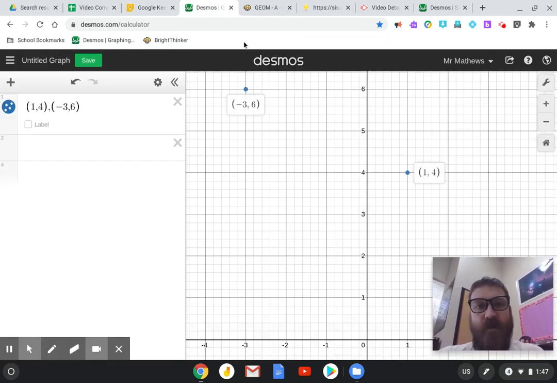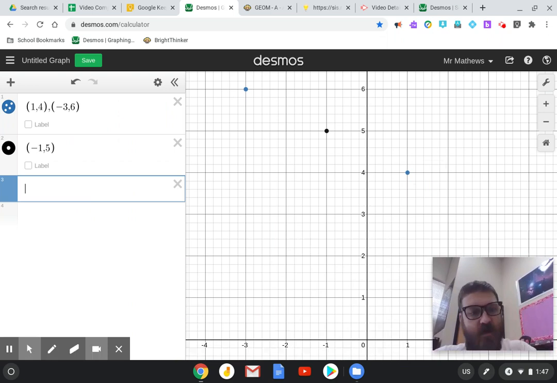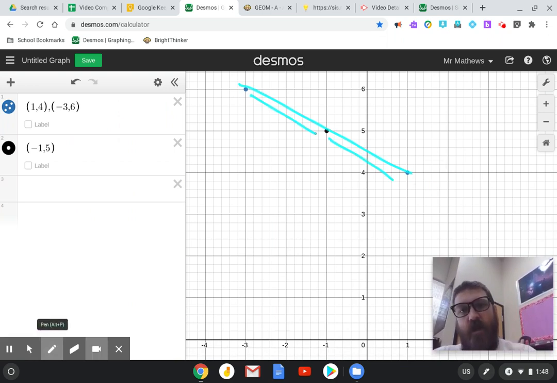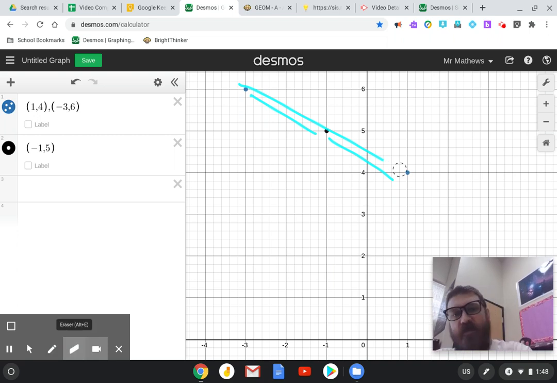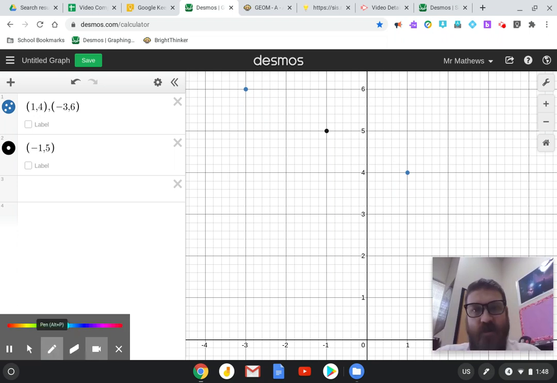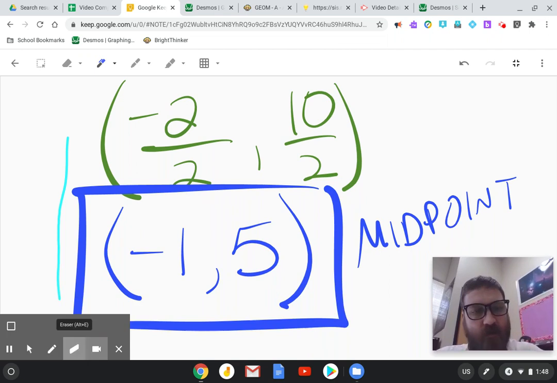And if I go back to the graph that I had made earlier, and I graph that point, negative 1, 5, you can see that it would be exactly in the middle of those 2 points. So that makes a lot of sense. And you can always check by graphing your answer to see if it matches what you see in the graph. So that is our formula for midpoint.